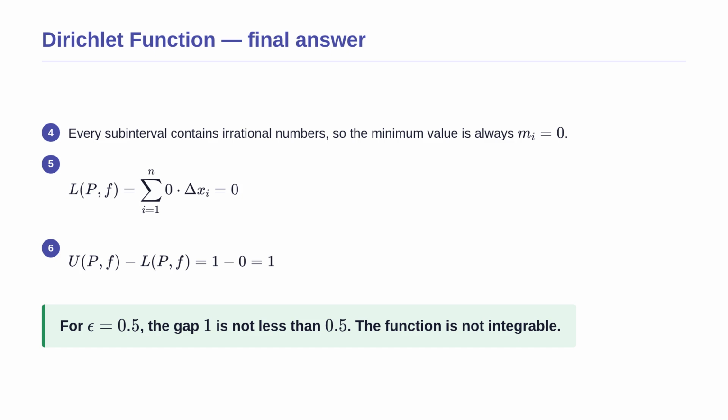Now we check the gap. The difference between the upper sum of 1 and the lower sum of 0 is exactly 1. If we choose an error margin epsilon of 0.5, our gap of 1 is clearly not smaller than 0.5. Because we cannot shrink the gap, the condition fails. Physically, this erratic shape does not have a well-defined area.